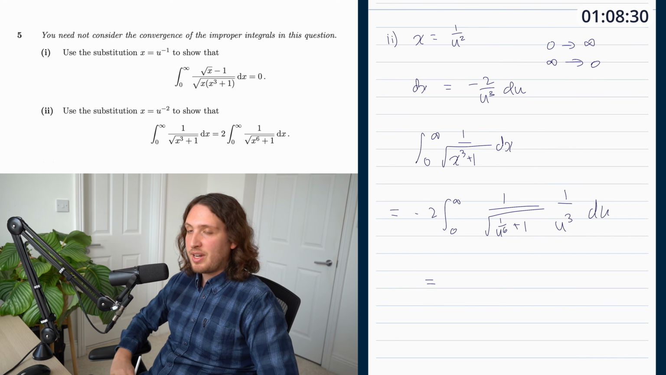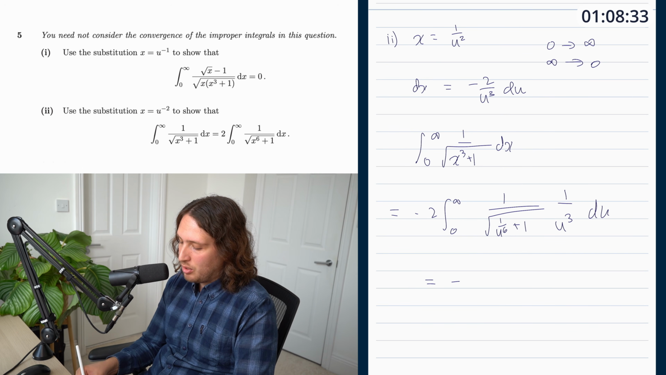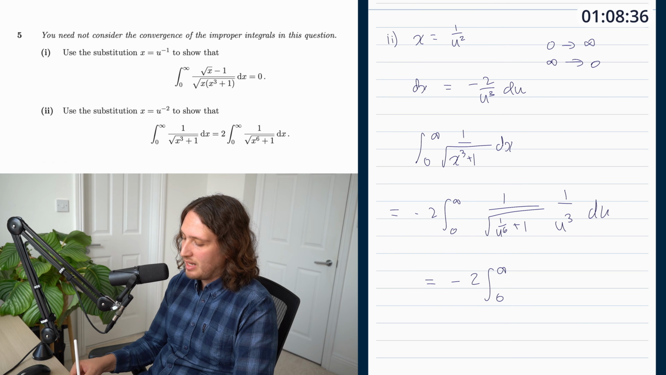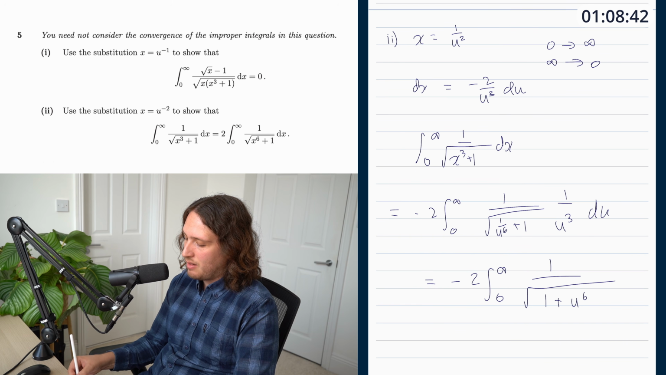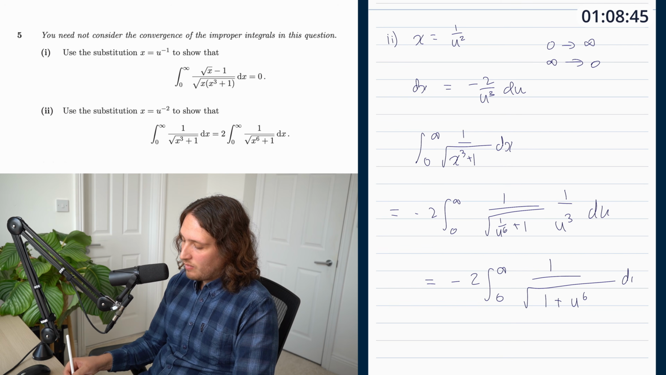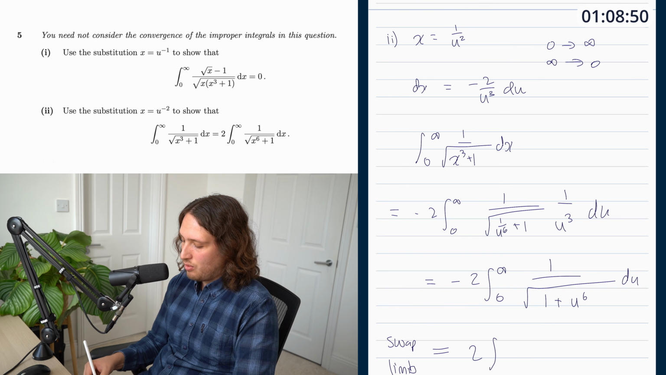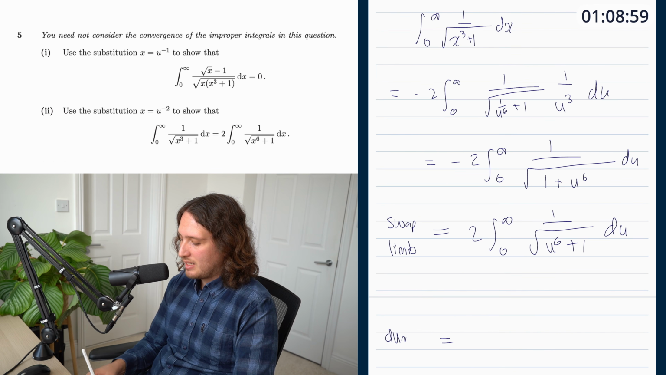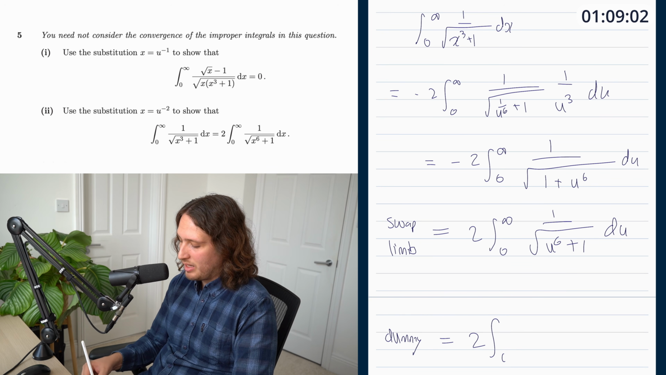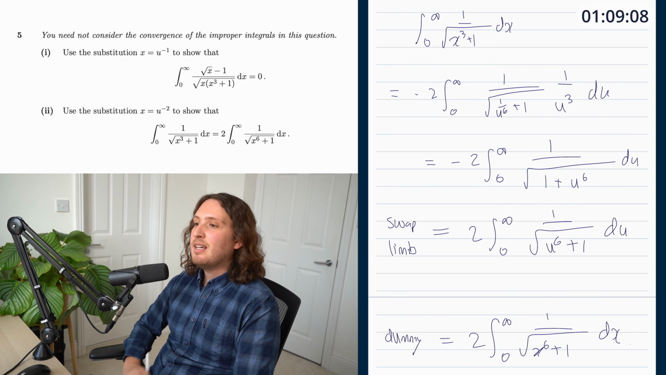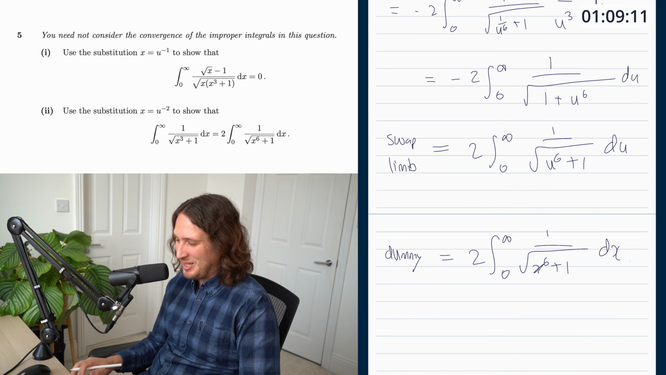Okay, I'll play the same trick as before. I'll bring the u cubed in, and upon doing so, it's going to become a u to the 6 when it goes into the square root. That will give me 1 plus u to the 6 if I preserve the order. And then I'll just swap the limits at the expense of a minus sign, and I get 2, integral 0 to infinity, 1 over root u to the 6 plus 1. And then I just want to go back to writing x. So I'll just say dummy. They know I mean dummy variable. I'm not calling the marker a dummy. Integral 0 to infinity, 1 over square root x squared plus 1 dx, as required. Okay, I think we're making up some lost time here.